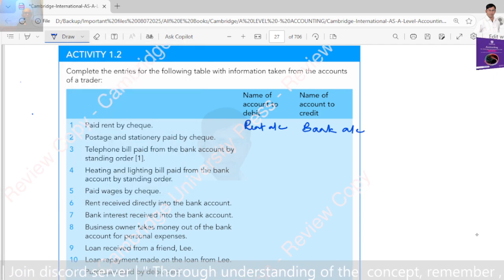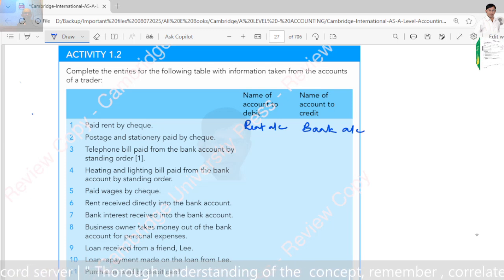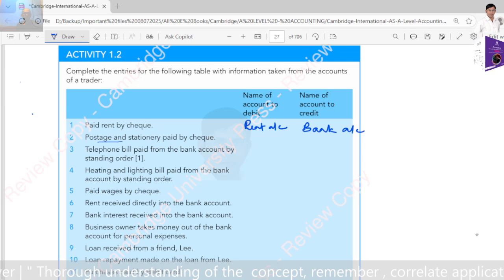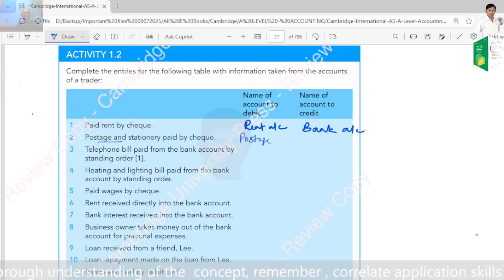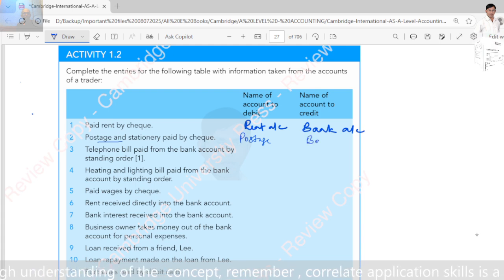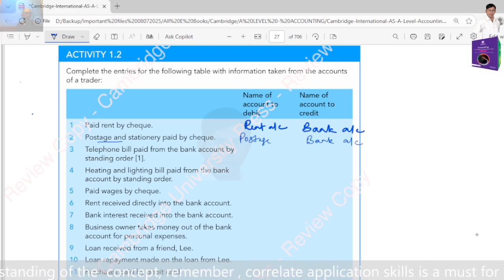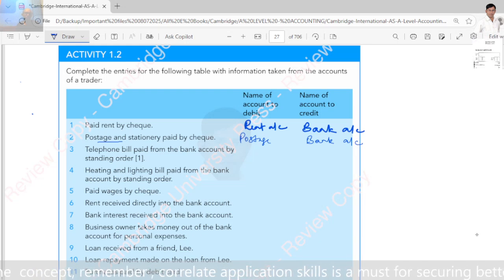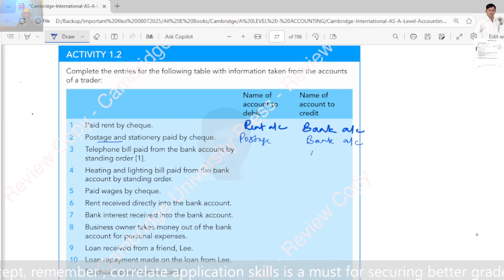Postage and stationery paid by check. Again, money is going out of the bank. Postage and stationery is an expense, so debit. You can write postage and stationery. Here, bank account. Why? Because money is given away. Credit what goes out. Telephone bill paid from the bank account by standing order. Whether it is standing order or otherwise, money will go out from the bank itself. So bank account.